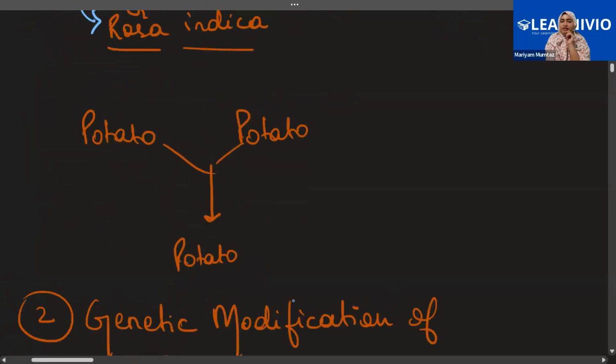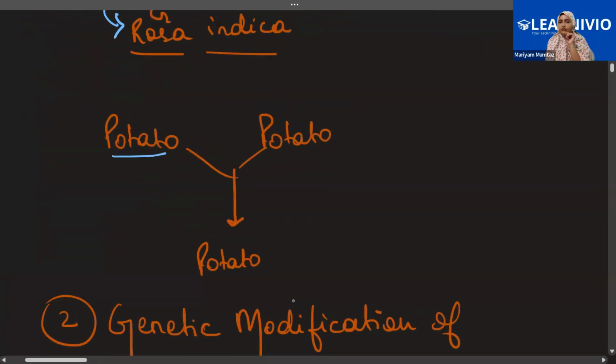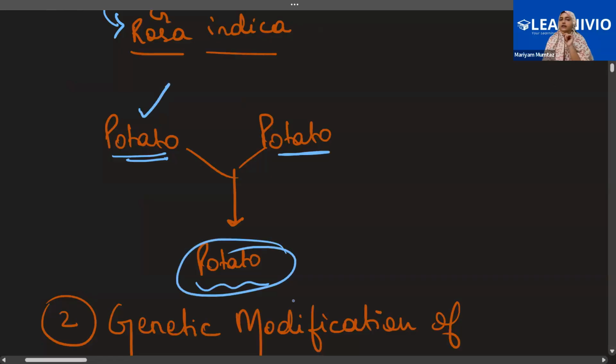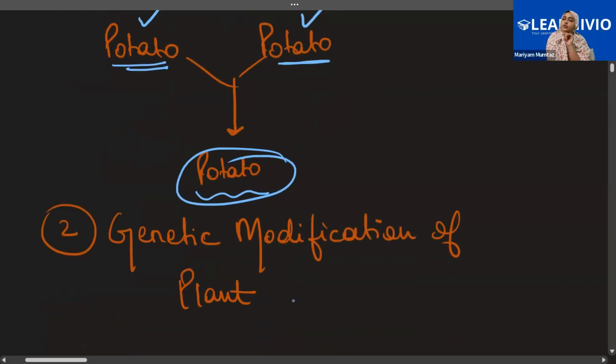Now what I'm saying is that if we took a potato plant and another potato plant and crossed them together, we'll have a potato plant. So this is a crossing. This one has some superior qualities, and this one has some superior qualities, and when we cross them together, we get a superior potato quality. Getting my point? So this is how we create superior crops by the method of hybridization.